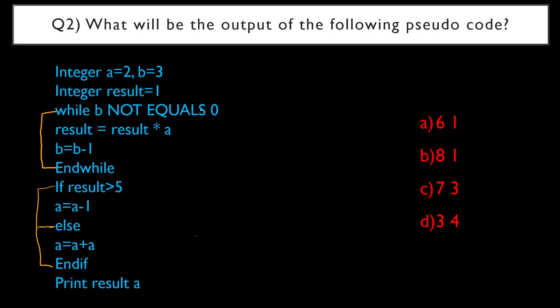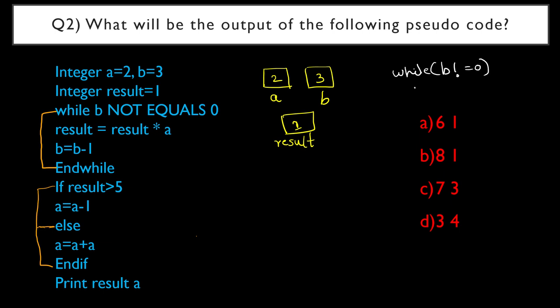Let us try to understand what is given in the code. Integer A equal to 2 and B equal to 3, just like declaring your variables, nothing much. So A is 2 and B is 3. Next we have result equal to 1. So we are creating a variable called result and we are storing 1 inside it. Next, while B is not equal to 0, we are executing some statements. These are those two statements, result equal to result into A.